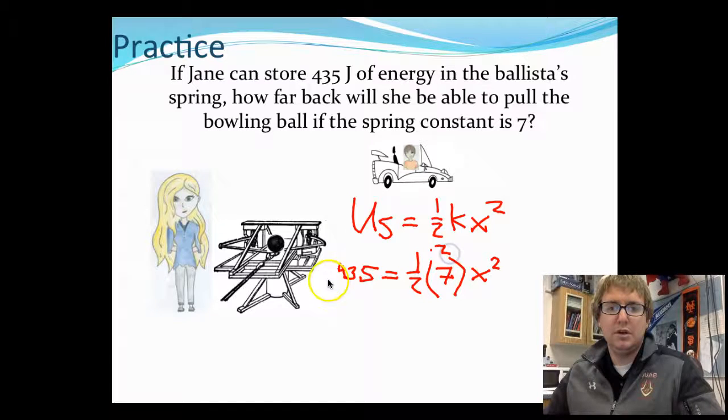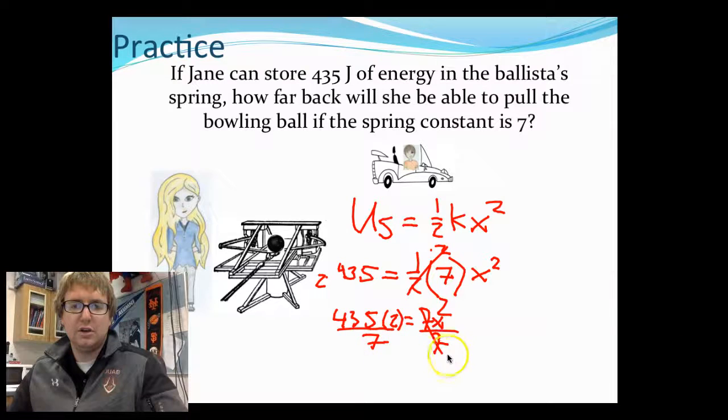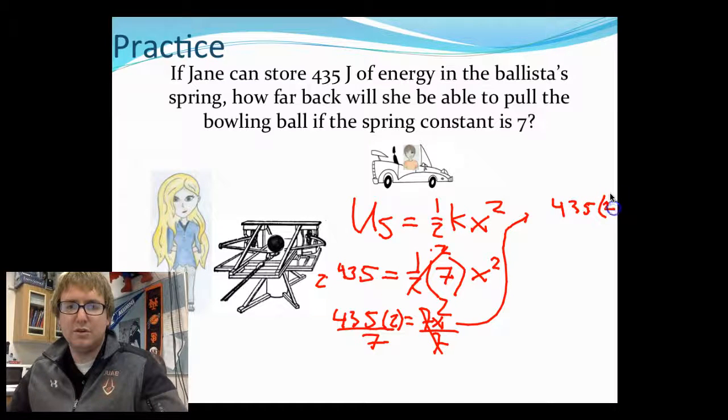Times by 2, times by 2. Those 2s cancel. We get 435 times 2 is equal to 7x squared. Now divide by 7, divide by 7. Those 7s cancel. We are left with 435 times 2 divided by 7 equals x squared. Now we just take the square root.